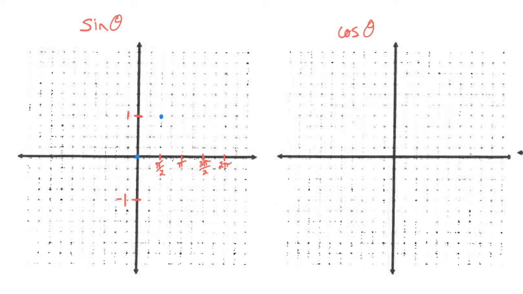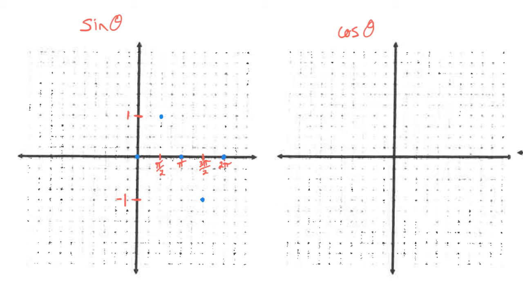And when you keep going around to pi, you're back down to 0 because the y value goes back down to 0. When you keep going around your circle to 3 pi over 2, then you get down to negative 1. And as you continue around to complete the circle, you get to 2 pi, you get back to 0.